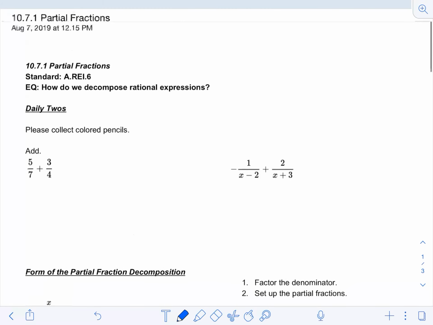We are going to start in 10.7.1, so you have that packet, and you've got 10.7.1 right there. It's called partial fractions, and specifically what we're going to be focused on is decomposing fractions. We'll talk about what that means in a few minutes.